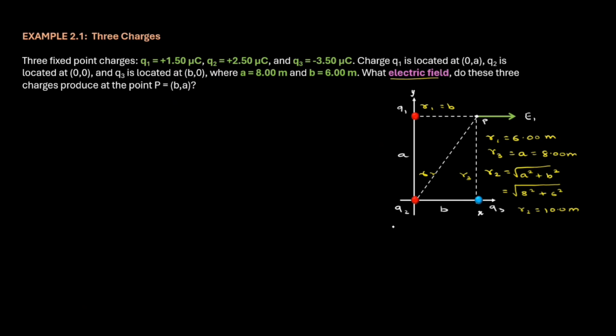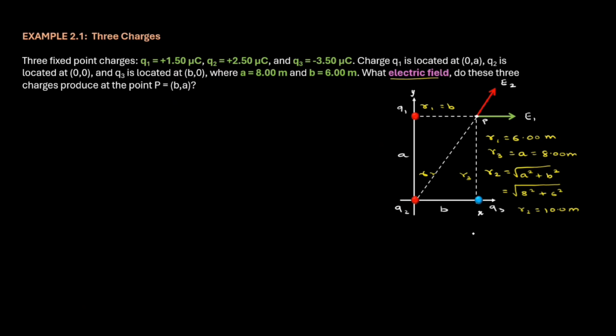Then charge Q2 is also positive, so electric field due to charge Q2 will also point away from Q2 along the line joining charge Q2 and point P. So this is electric field due to charge Q2. I will call this E2.